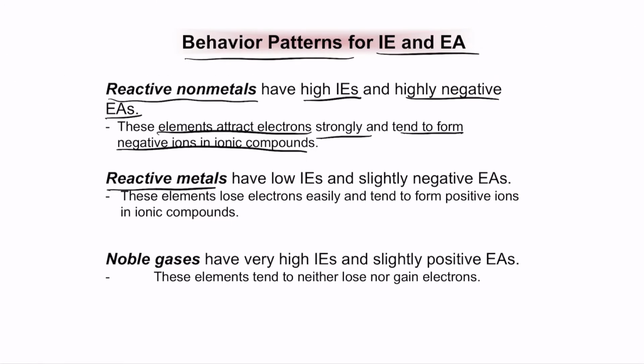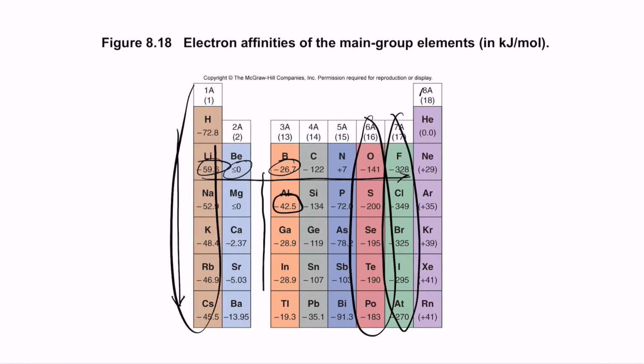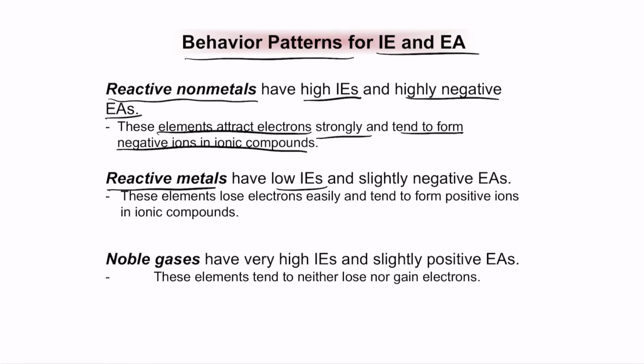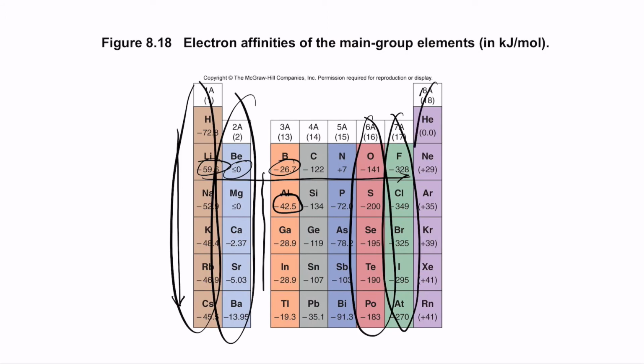Next, you have reactive metals. Metals are generally the 1A group and the 2A group elements. This group of elements generally has low ionization energies and slightly negative electron affinities. These elements lose electrons easily and tend to form positive ions in ionic compounds. Next, you have noble gases, which are the most peculiar of them.